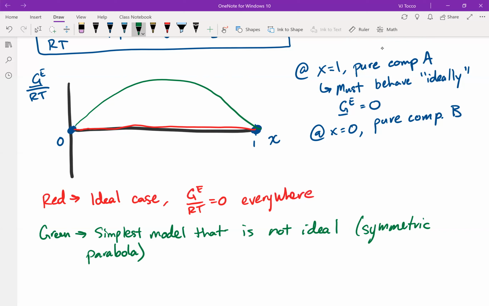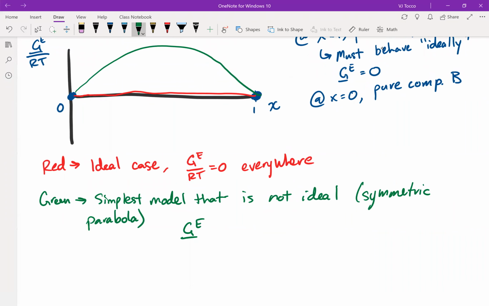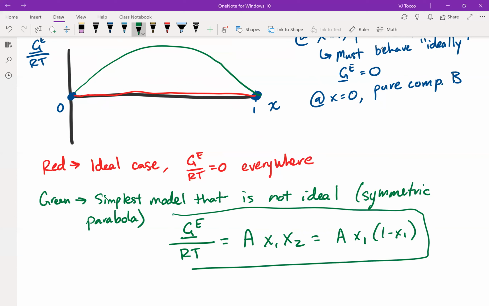All right, so what is the expression for the symmetric parabola? It is simply excess molar Gibbs free energy divided by RT is equal to A x1 x2. And if I express x2 as 1 minus x1, then I've got that parabola shape, so this becomes a square. This is literally what the 1 parameter Margules expression is.